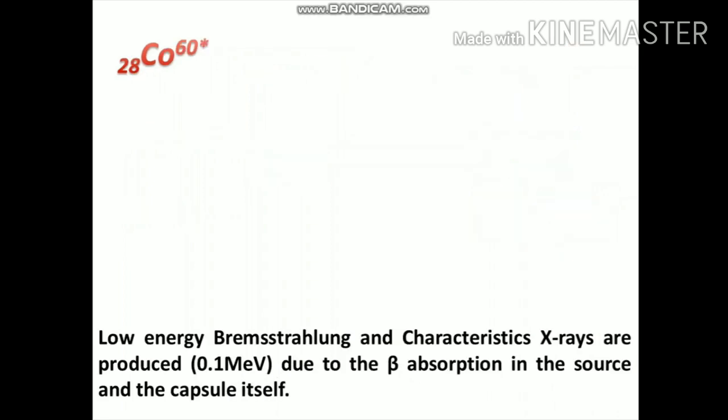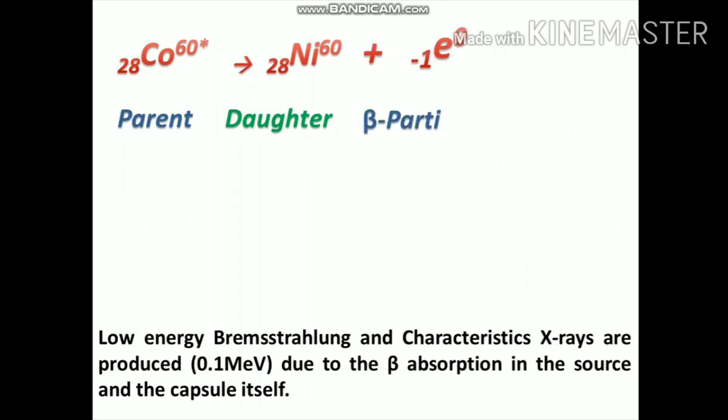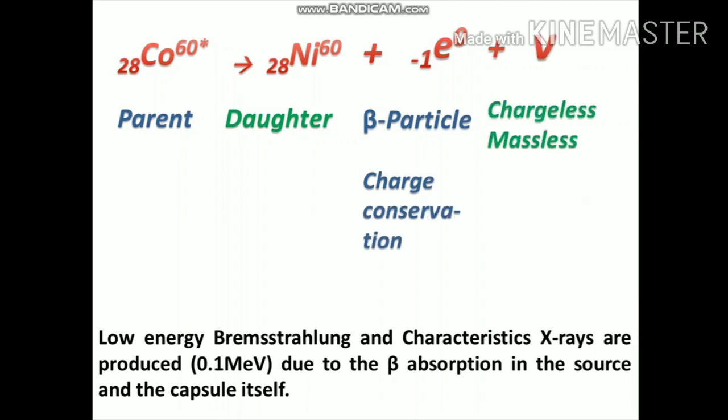Cobalt-60 isotope, being unstable, decays to nickel-60 by emitting a beta particle and a neutrino. The beta particle follows the law of conservation of charge, and the neutrino, being chargeless and massless, follows the energy and momentum conservation.